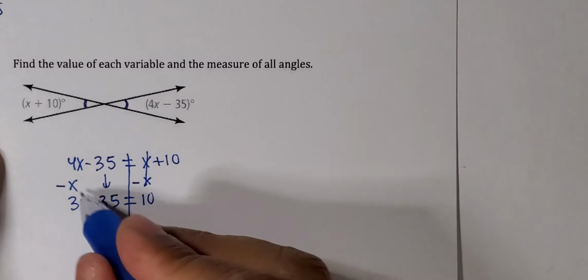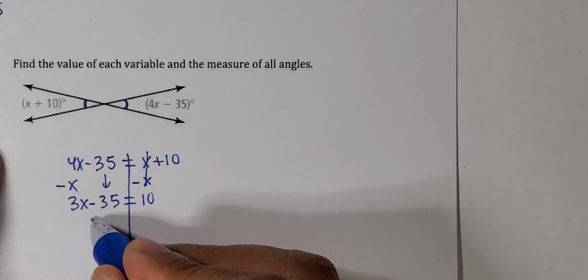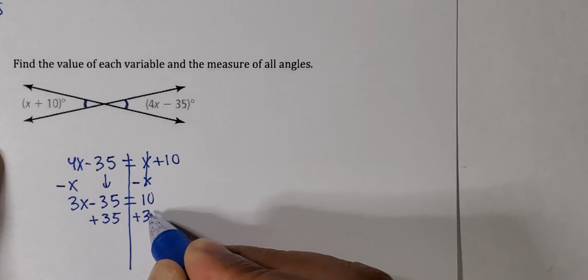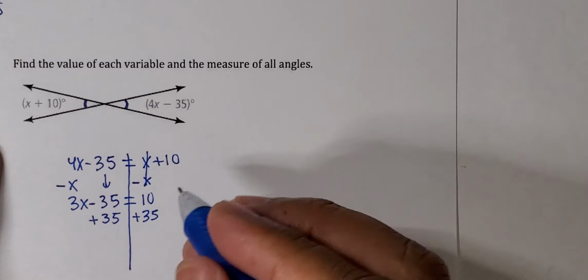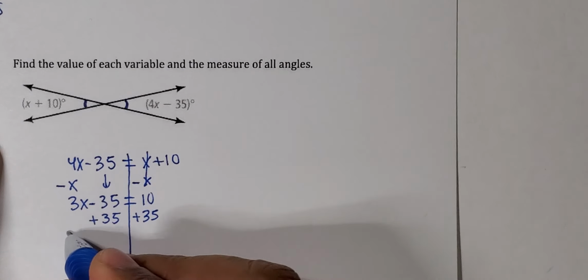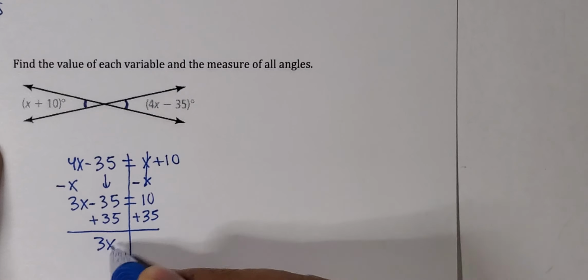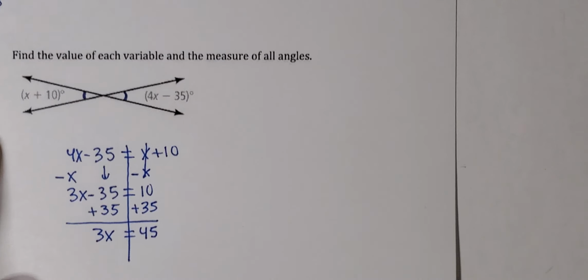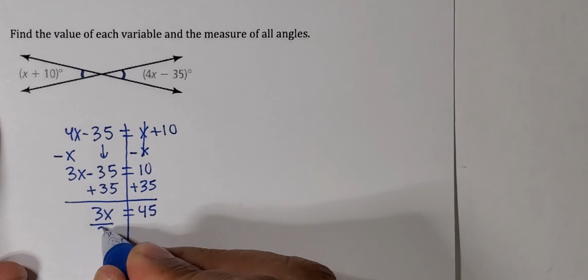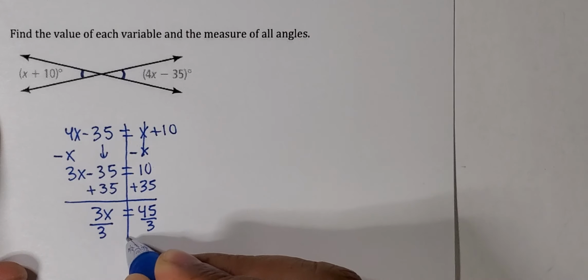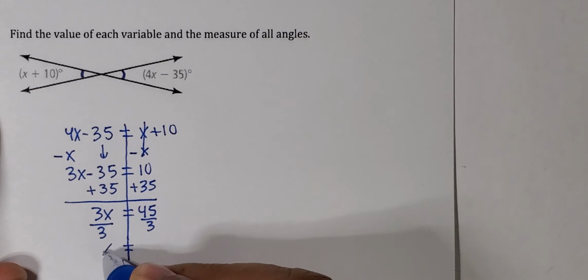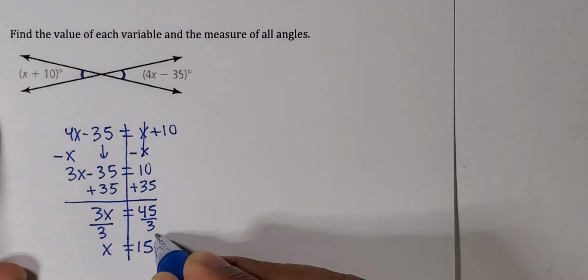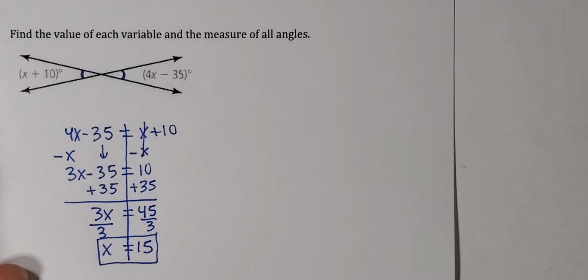The next step is I want to isolate the 3x. I have a minus 35. I'm going to add 35 to both sides of the equation. And this is the property of addition from last lesson. So then I have just the 3x left on the left hand side, and then 10 plus 35 combines to 45. Last step is to use the division property. I'm going to divide here by 3, and in the end that gives me the x by itself, and 45 divided by 3 is equal to 15. So here is the value of x.